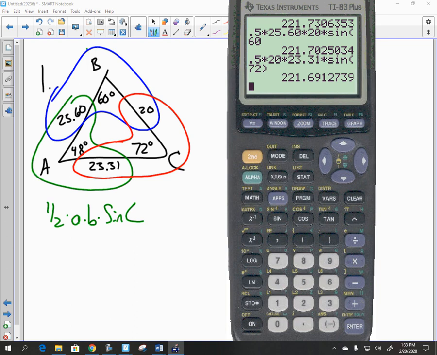So here's the deal, folks. All you have to do is just choose two sides and an included angle. That's it.